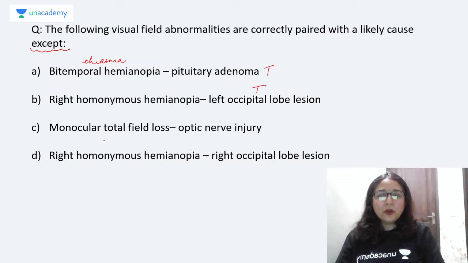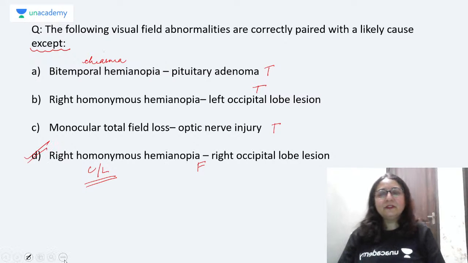Monocular total field loss with optic nerve injury: yes, that is true. Right homonymous hemianopia with right occipital lobe lesion is false, because the lesion has to be contralateral. Right homonymous hemianopia has to be due to a left lobe lesion. If it is a right lobe lesion, that will produce left homonymous hemianopia. So this is the right answer to this question.